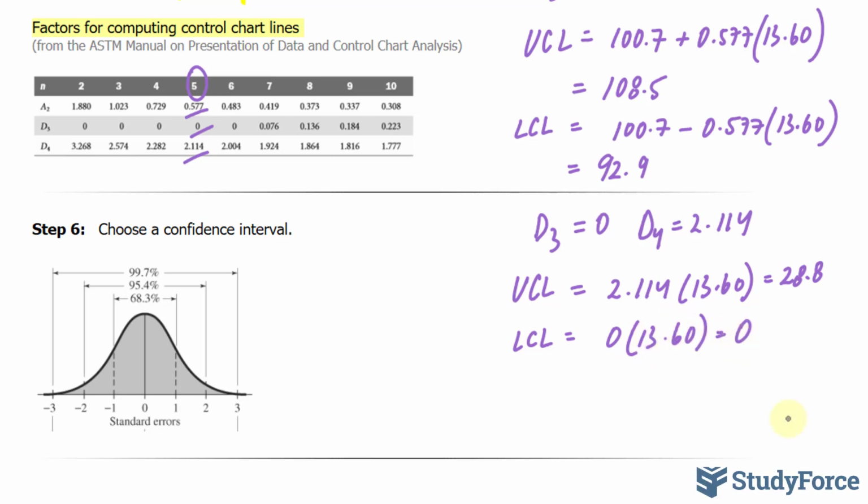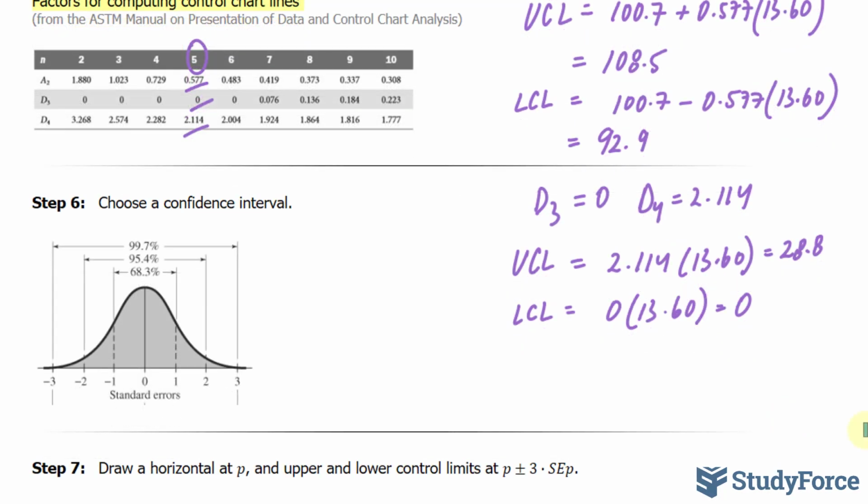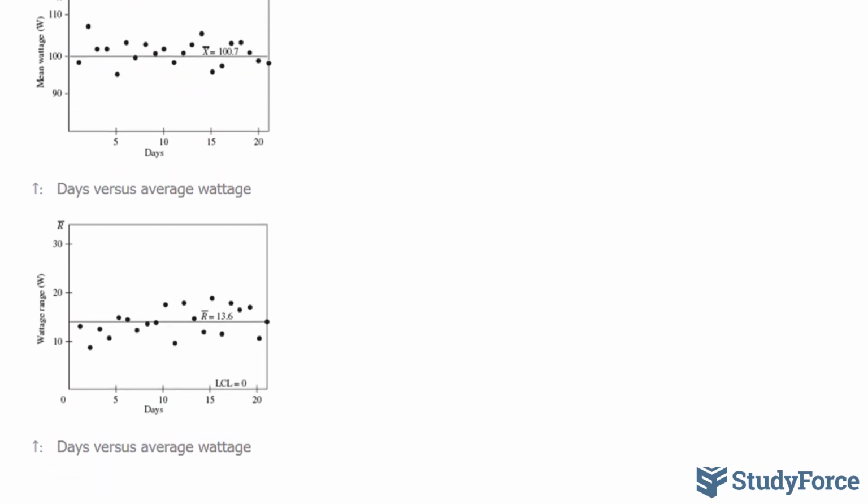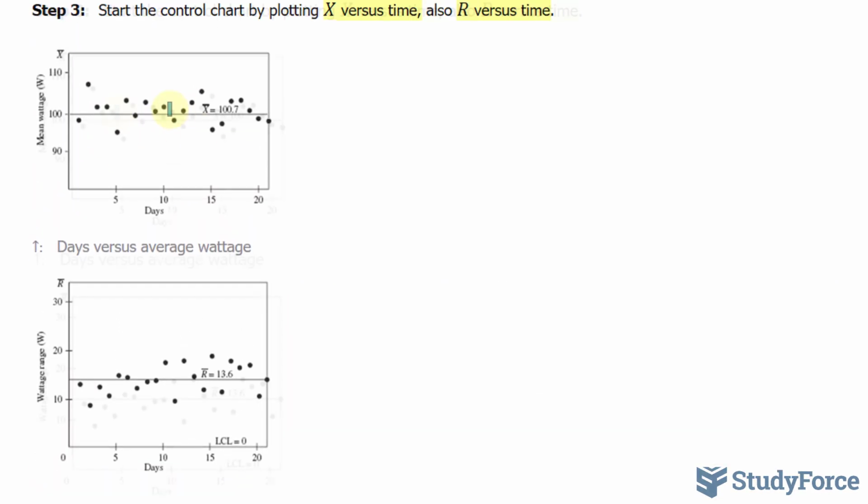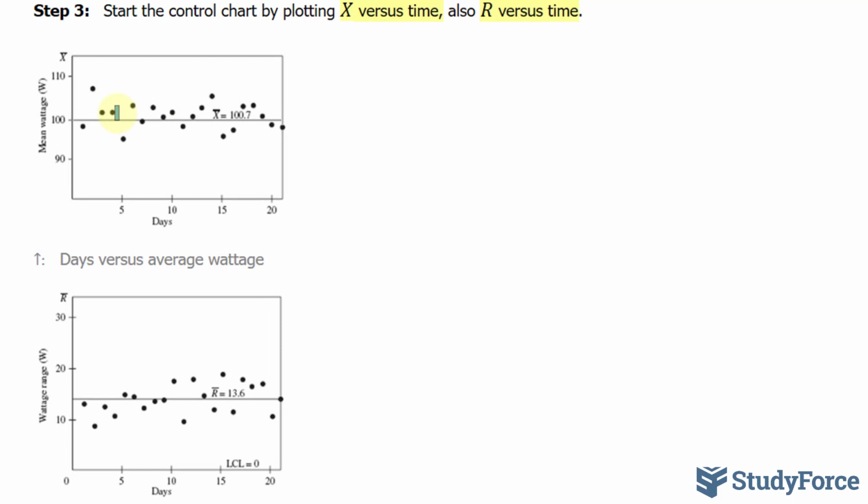The next step is to draw the central line and the upper and lower control limits in their appropriate charts. So I'm going to highlight these numbers for clarity's sake. And we're going to go back and put them into our chart. Luckily for us, the central line is already shown. And we had an upper control limit of 108.5. That's going to be, and I'm going to use my straight line tool here, around here. And we had a lower control limit of 92.6. 92.6 is just above this point.